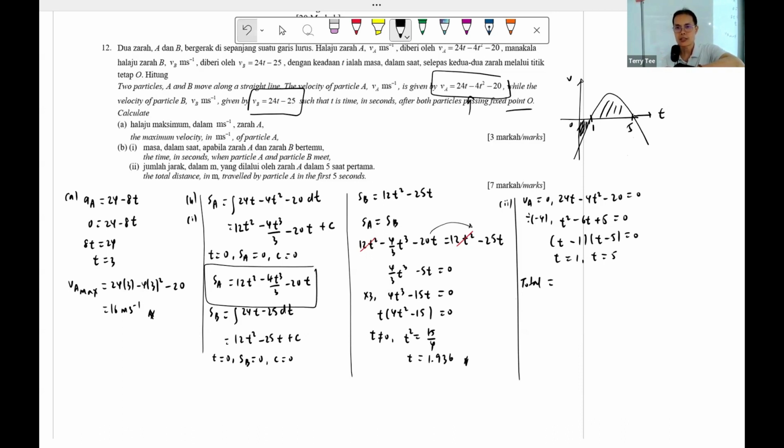So your total distance will be, we take S1 minus S0. I modulus it. Why modulus? Because the area cannot be negative. The distance traveled cannot be negative. You're finding distance, which is a scalar quantity. It's positive, no negative. Then plus S5 minus S1. So to find S1, I sub inside 12 times 1 squared, minus 4 over 3 times 1 cubed, minus 20 times 1. S0 is 0. Then you plus S5.